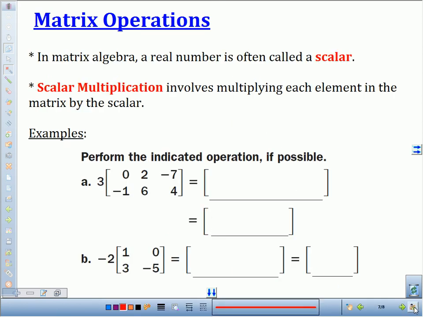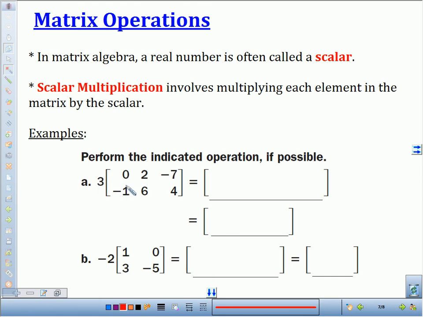Alright, we have a couple more definitions we want to look at. These are back up at the definitions of vocabulary. In matrix algebra, which is what we're dealing with, a real number is often called a scalar. Now, a scalar sits outside of the matrix. Numbers inside the matrices are elements. A scalar is not one of the elements. It sits outside the matrix.